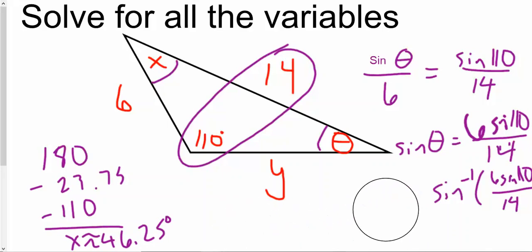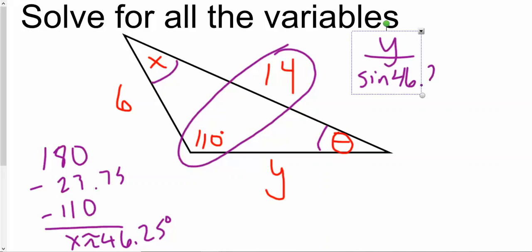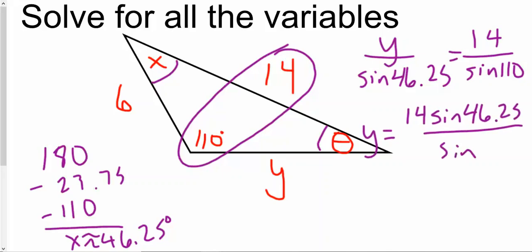From there, we're just trying to solve for y. So solving for y means that we're going to set up a ratio with y on top and sine on the bottom. So we're going to go y over sine of 46.25 equals 14 over sine of 110. Then we multiply, so y equals 14 sine of 46.25 over sine of 110, and that gets us that y is approximately 10.76.